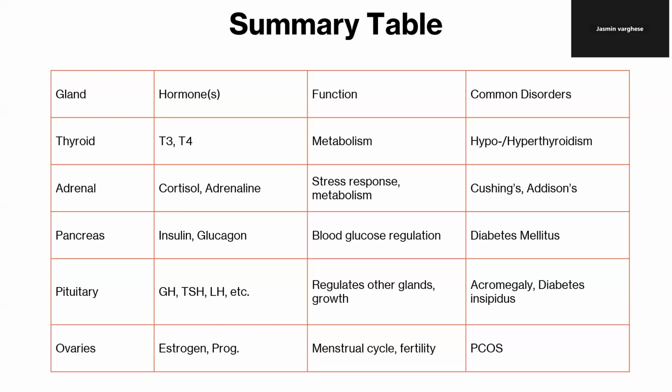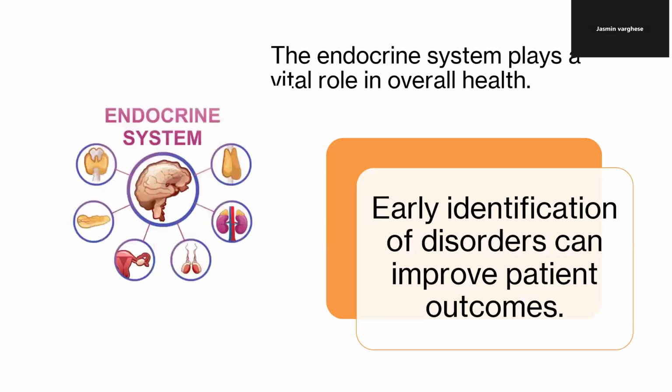Then function. Thyroid is responsible for metabolism. Adrenal hormones are responsible for stress response. Pancreas is responsible for glucose regulation. Pituitary gland is responsible for growth and other functions. Ovaries are responsible for the menstrual cycle, and then the disorders. So this summary table will really help you to remember also. If you write everything in a table and try to learn it by heart, that would be good.